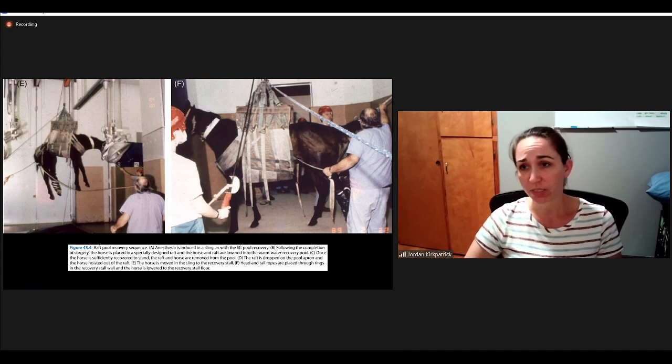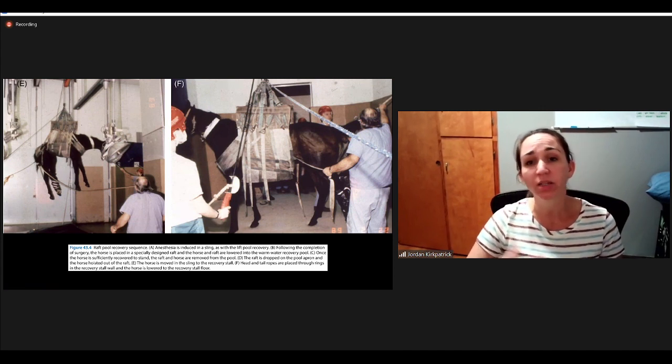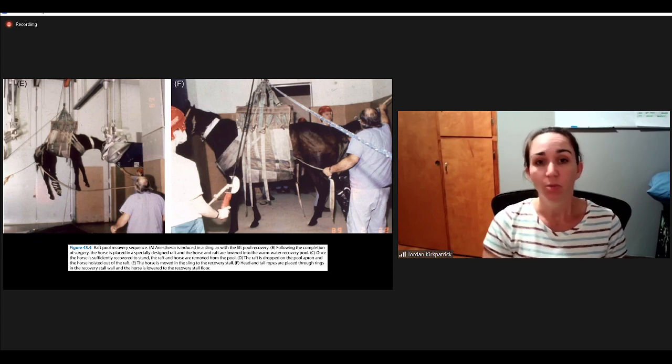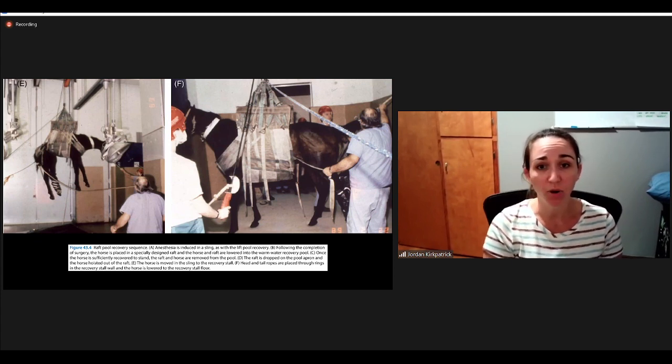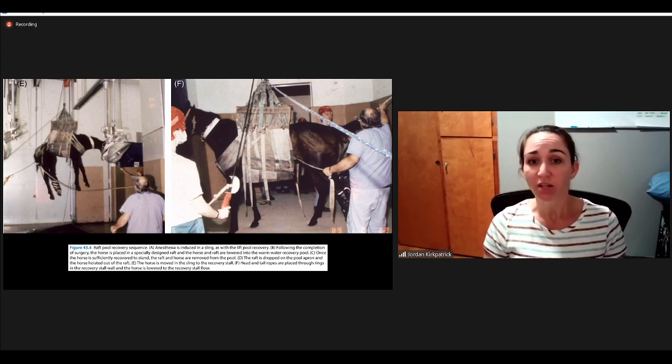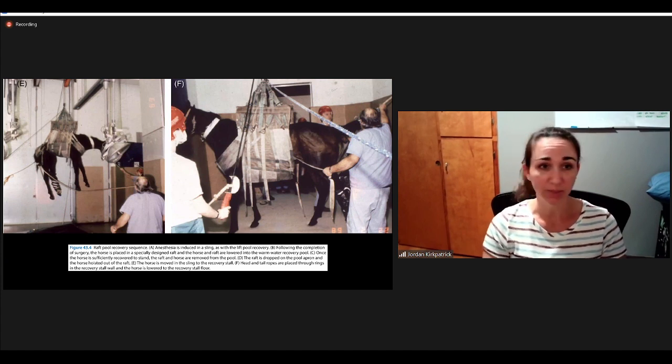So really fancy equipment. I have never worked anywhere that had any of these fancy recovery stalls. So I've just had padded recovery stalls and head and tail ropes, and then thinking good thoughts for the horse that they stand up nicely.